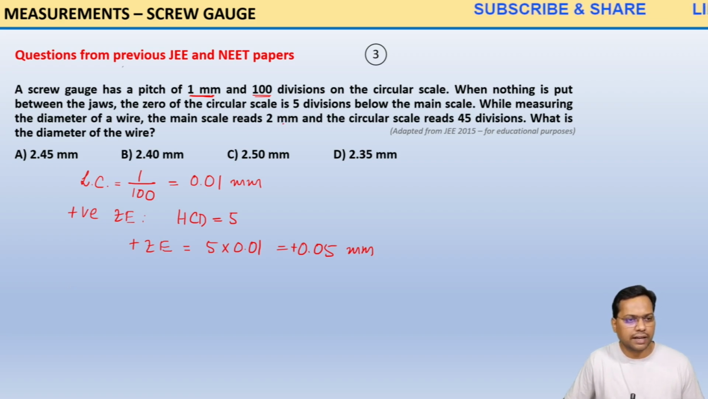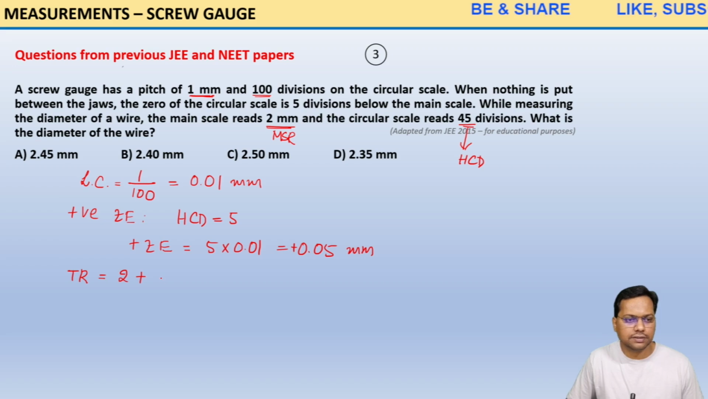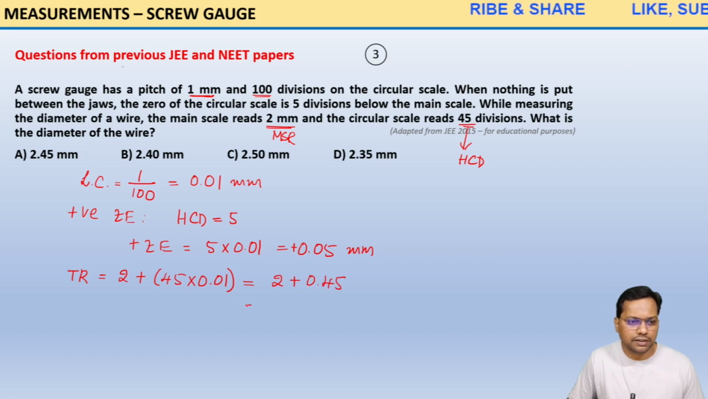For the calculation of the diameter, the readings: MSR is 2 mm, this is the MSR, and the HCD is 45, this value is HCD. Therefore, the total reading TR is equal to MSR 2 mm plus HCD 45 into the least count 0.01. This gives 2 plus 0.45, that is 2.45 millimeter.